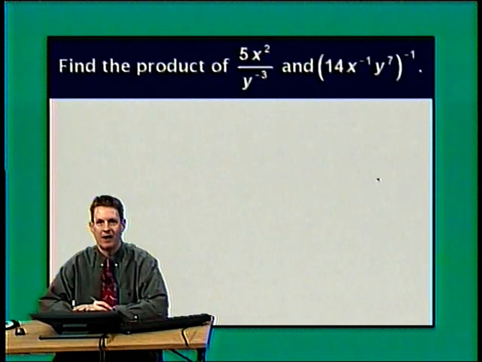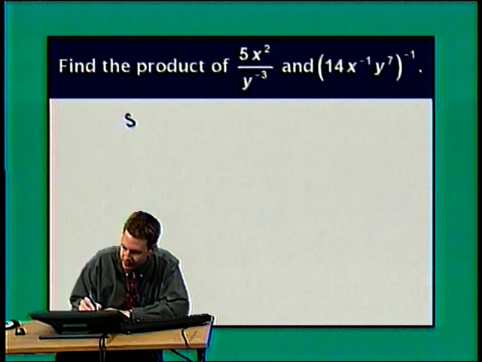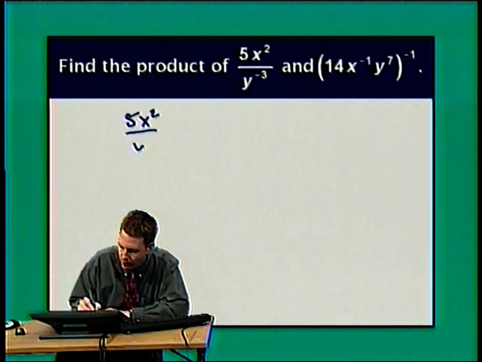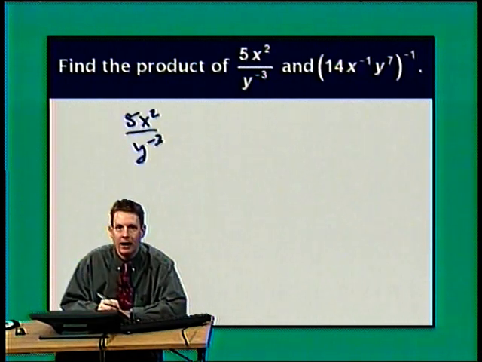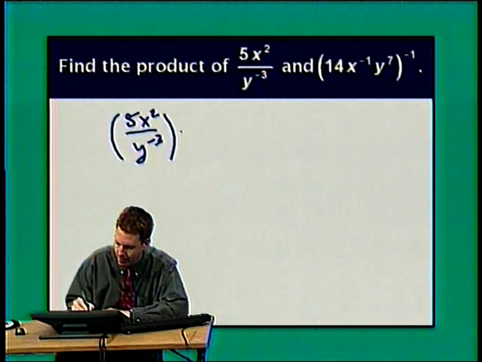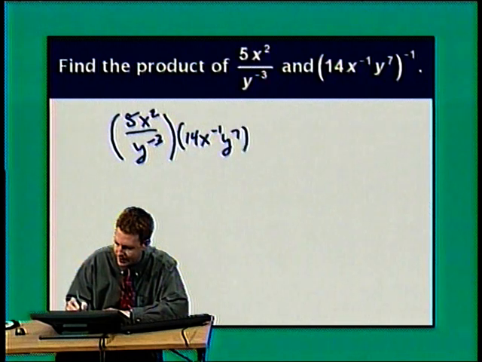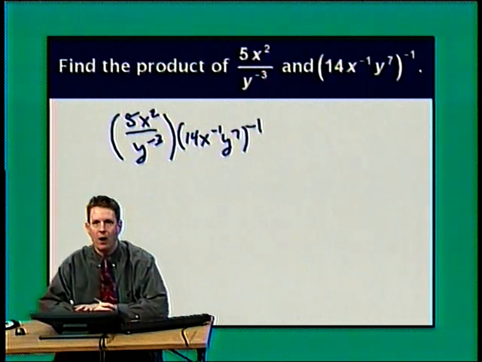Here's another, find the product. I'm going to take 5x squared over y to the negative 3, and I'm going to multiply that by 14x to the minus 1, y to the 7th, all to the negative 1.